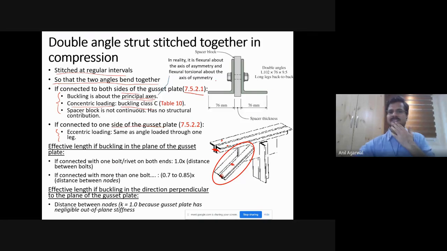So principal axis, one principal axis will be this one, the other principal axis will be this one. And about these two axes, you calculate about which one it has lower capacity, or longer unsupported length KL. So whichever axis you have a greater KL value, about that one you calculate the capacity using the buckling class C formula.